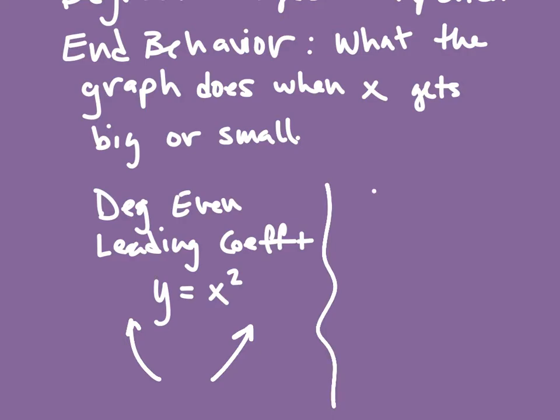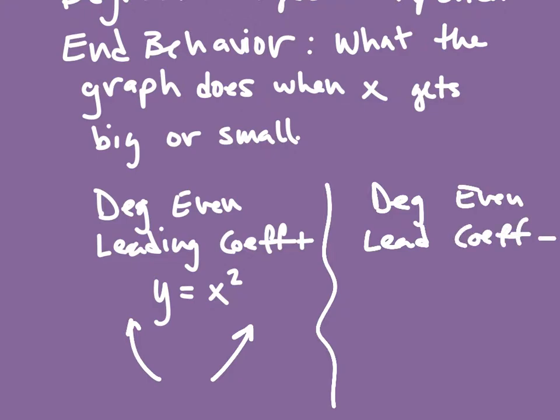The other option is if your degree is even, but your leading coefficient is negative. I like to think of the graph y equals negative x squared. Then I'm going to go down to the left and down to the right. What this means is that as x gets really, really big, your graph is going to go up to the right. As your x values get very, very small to negative numbers, your graph is still going to go up. Same thing here, down and down.